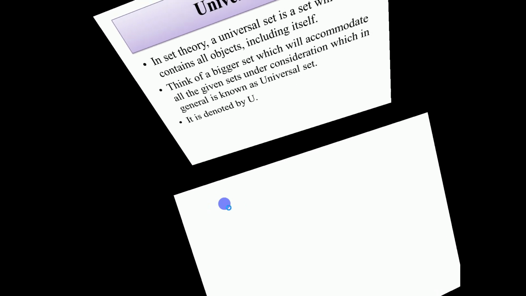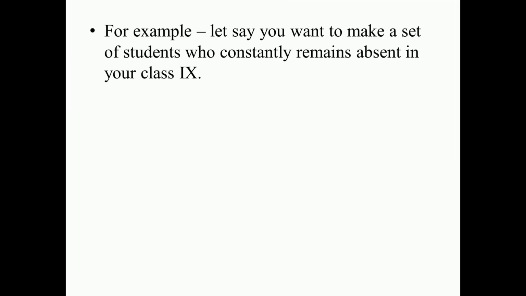Now let us move on to the next one. The example: let's see, you want to make a set of the students who constantly remain absent in your class 9. So let us make a set. Consider that you have some students in your class 9th, and you want to make a set of the students who remain constantly absent. So let us take the number of students in your class 9th as 40. For example, the total number of students in your class 9th is 40.